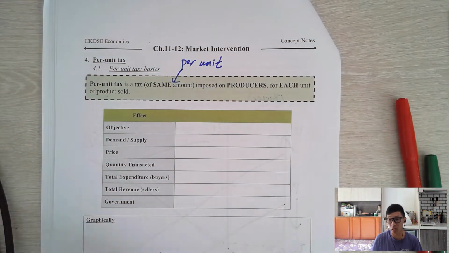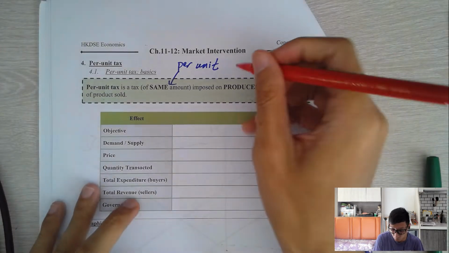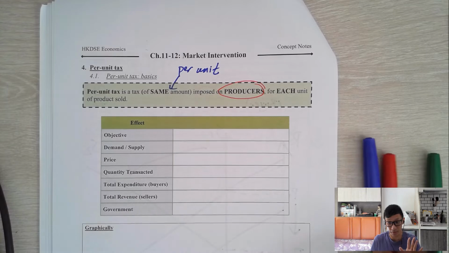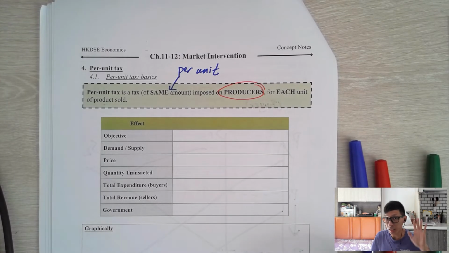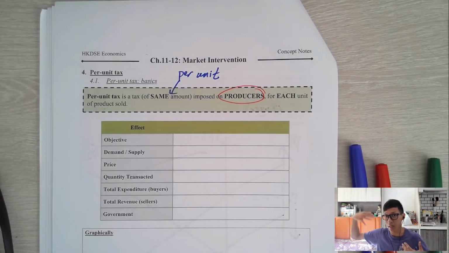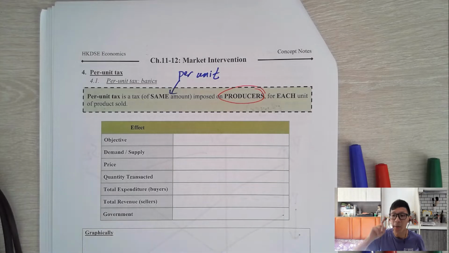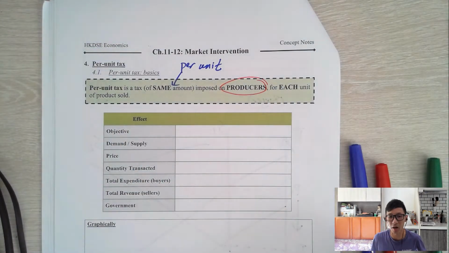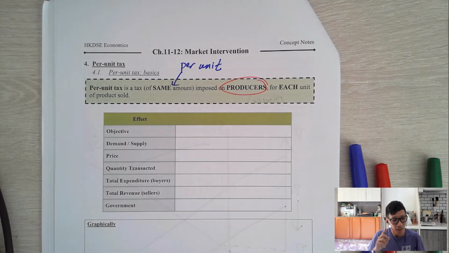Imposed on the producer. Be careful. In our syllabus we are teaching the tax imposed on the producer, meaning the supply curve, for each unit of product sold. Remember, it is not a lump sum, right? Each unit, for example, pay $2. Just as an example.